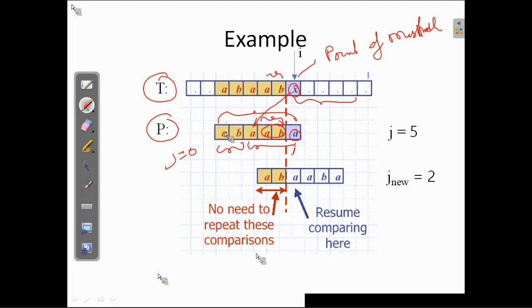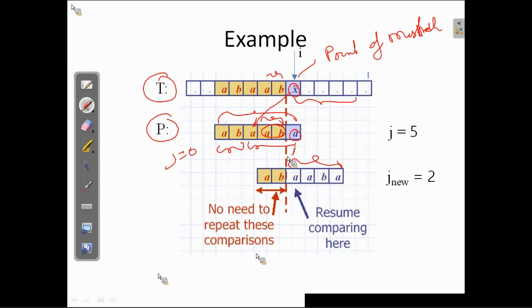And the pattern is such that there is a prefix which is also a suffix. So I can start matching from here and see whether that thing works forward. So these two comparisons, there is no need to repeat. Now I can compare only these four with whatever is there here when there is a mismatch. Now there is a match here or not, doesn't matter. So this saves us: I doesn't have to go back, and J again doesn't have to go back to 0, J can start from here.